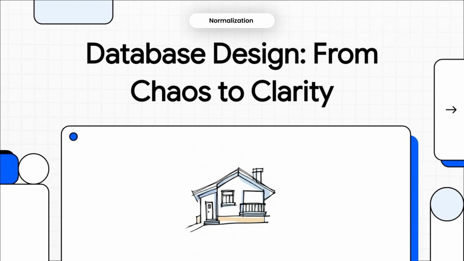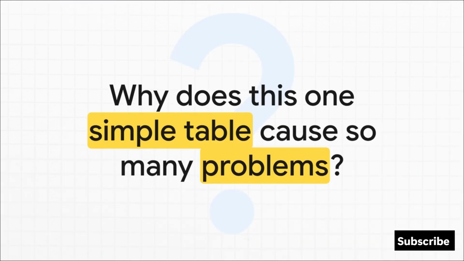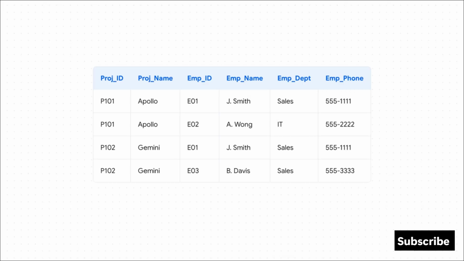To see why, we're going to investigate one single table that looks simple, but is secretly a disaster waiting to happen. So here's our mystery. At first glance, this table seems fine. It's got all the project data in one place, seems easy enough. So what's the big deal? Well, this simple little table is actually a ticking time bomb, filled with errors that are just waiting to blow up your data's integrity. And here it is, our scene of the crime.